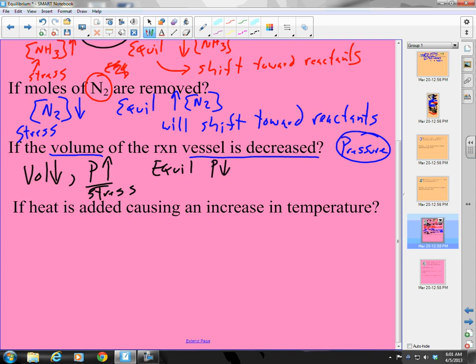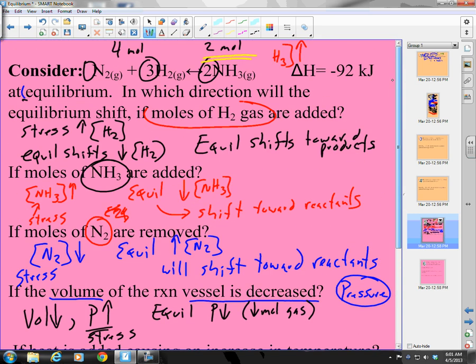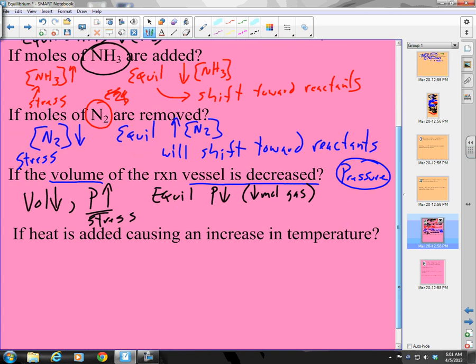How do we decrease pressure? Well, we have to decrease moles of gas. And which side has more moles and which side has fewer moles? I have 4 moles of gas here, 2 moles of gas here. Every time I go in this direction, I go from 4 to 2. Every time I go in this direction, I go from 2 to 4. Which direction gives me fewer moles? This direction. So that means my equilibrium will shift toward my products in this case.